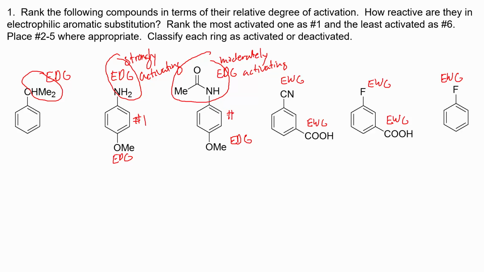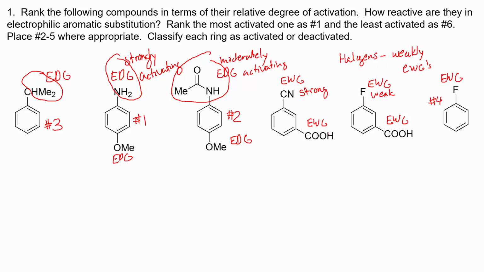This one is number 2. This one with a single electron donating group is number 3. Okay, here we're going to choose this one as number 4. But remember that halogens are only weakly electron withdrawing groups. Okay, so this is number 4. So the halogen is a weak electron withdrawing group, and the cyanide is a stronger electron withdrawing group.